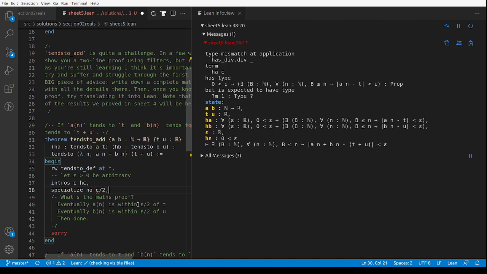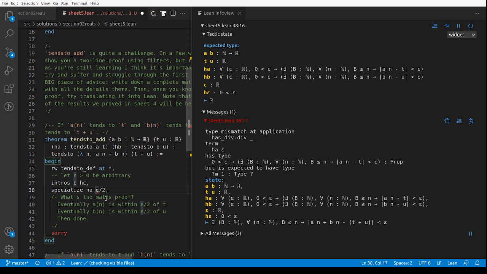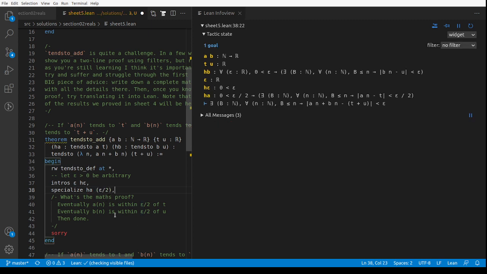There we go. I get an error because HA is a function, so it's greedy. It eats the epsilon immediately. It doesn't wait for the over 2. It says HA epsilon. It's eaten the epsilon, and now it's expecting a proof that epsilon is positive, but I've given it a division symbol. The way to fix that is to put this in brackets. So now we want to get out the fact that AN minus T is less than epsilon over 2. That's what we need: something smaller than epsilon over 2 and something else smaller than epsilon over 2, and we're going to deduce that something is smaller than epsilon.